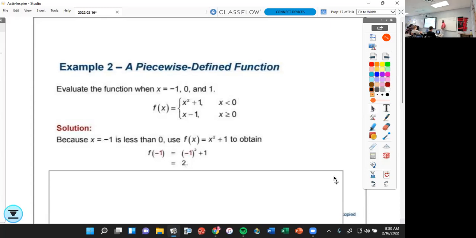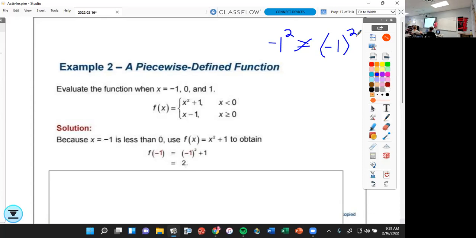(-1) squared plus 1, and I'm going to say this until I'm blue in the face. Make sure when you're plugging numbers in, you put them in parentheses. Make sure to realize that (-1) squared is not equal to -1 squared. So those are different, right?